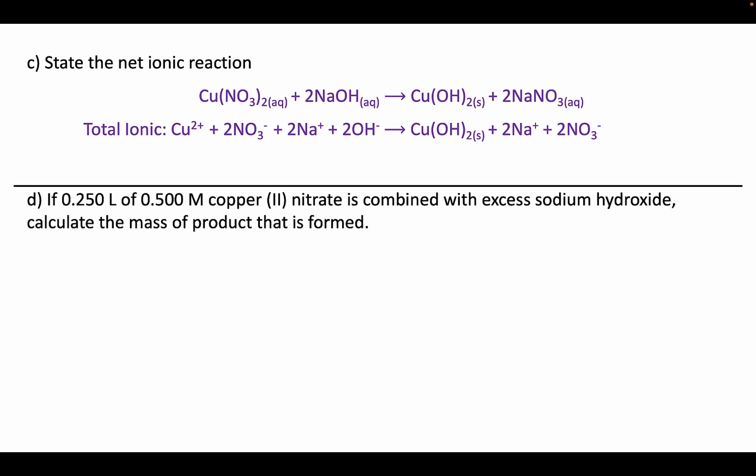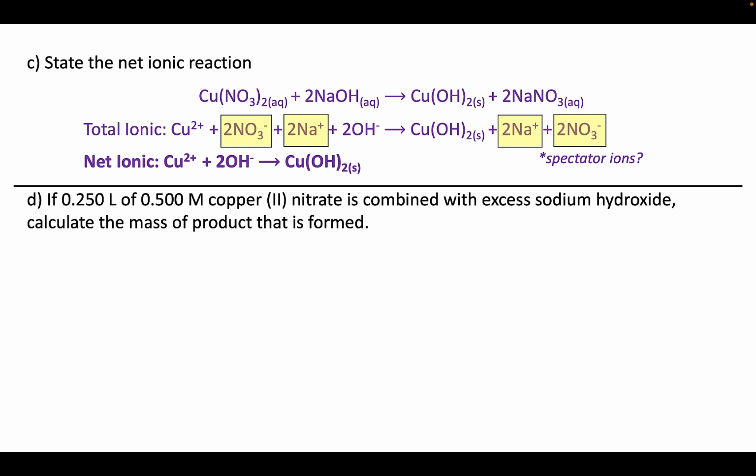Now we want to think, are there any spectator ions? Because these are the ones that we don't want to show up in our net ionic reaction, and I see that we have sodium and nitrate that are both the exact same on both sides, and we write our net ionic without those, and we have copper and 2 hydroxides forming copper II hydroxide.